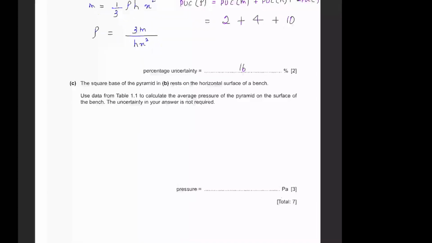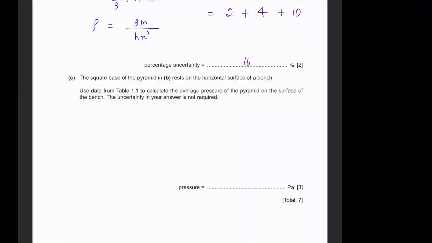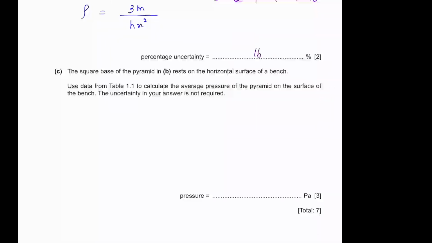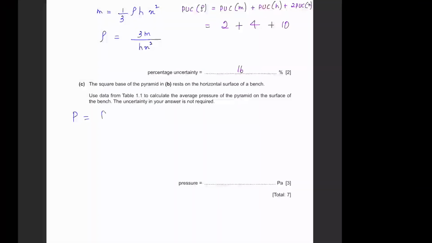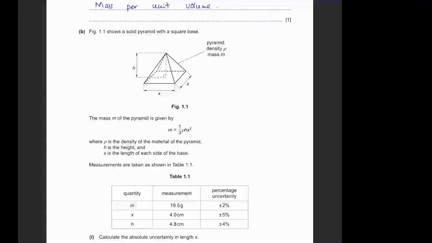The square base of the pyramid rests on the horizontal surface of a bench. Using the data from table 1.1, calculate the average pressure of the pyramid on the surface of the bench. The uncertainty in your answer is not required. So guys, the pressure is equal to force over area. Force is mg, and the area is x squared. The base area is x squared.